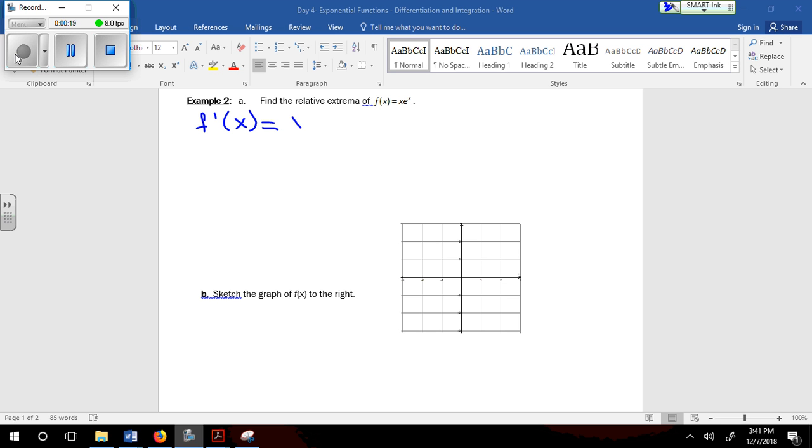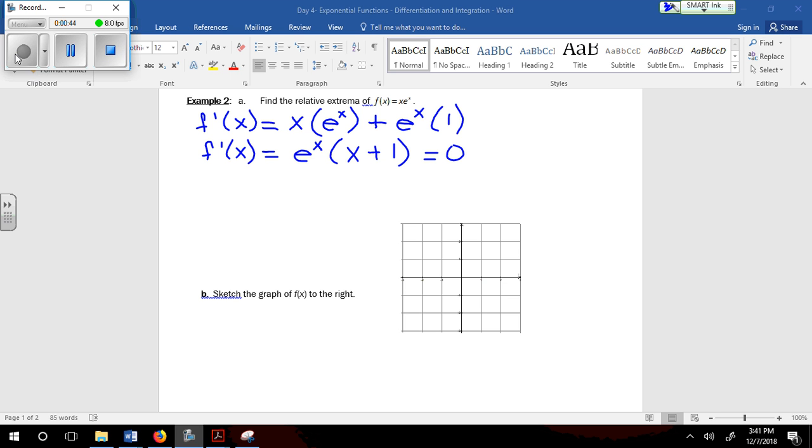So it's going to be x times the derivative of e to the x, which is e to the x, plus e to the x times the derivative of x, which is 1. So we want to set this equal to 0. So we're going to factor the e to the x out, and you're left with x plus 1.